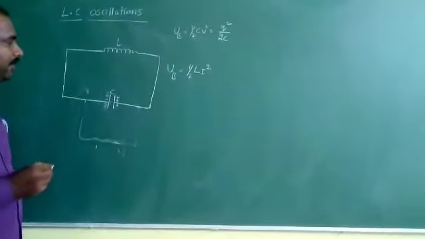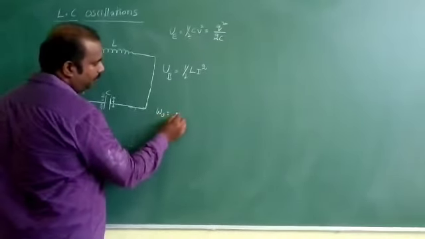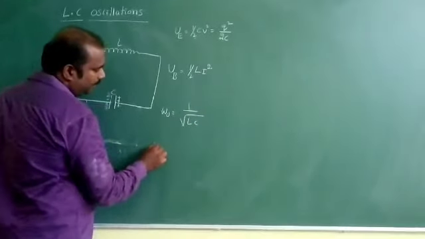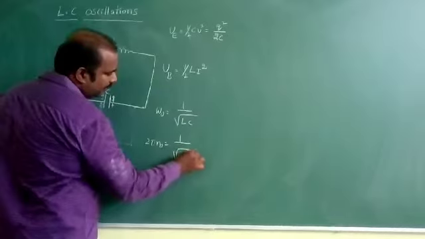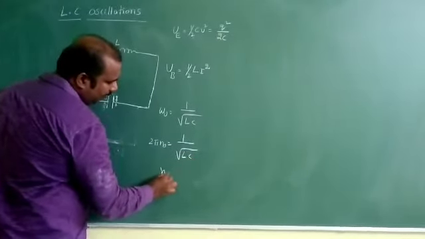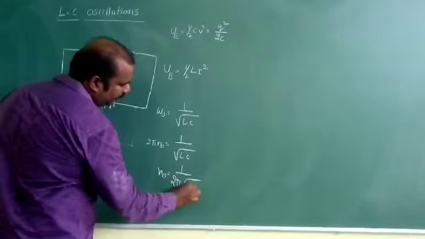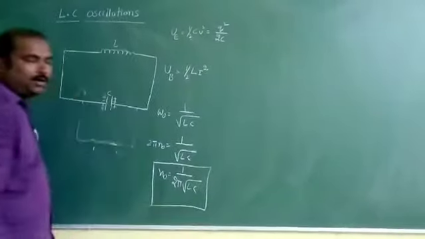And the frequency of LC oscillations is given by omega naught equal to 1 by square root of LC, and finally 2 pi n naught equal to 1 by square root of LC, and n naught is equal to 1 by 2 pi into square root of LC. So this is the frequency of LC oscillations.